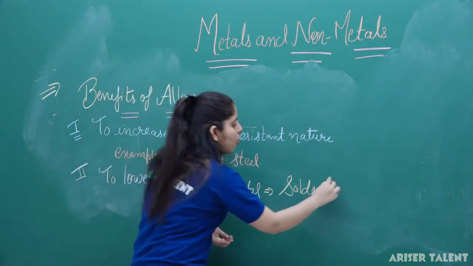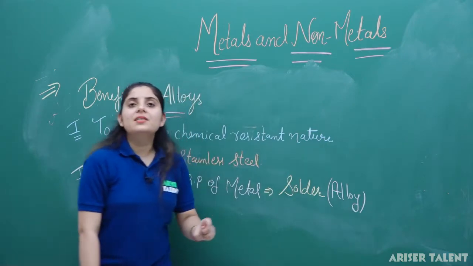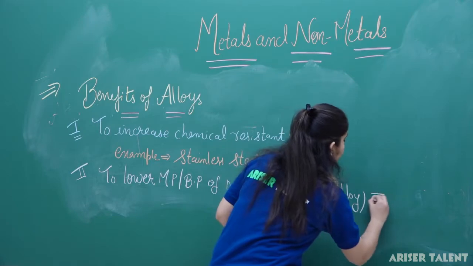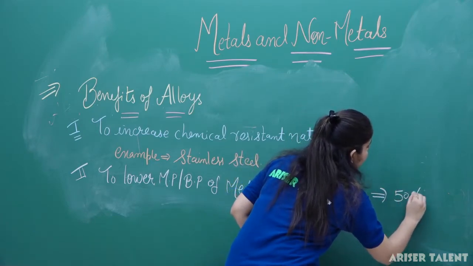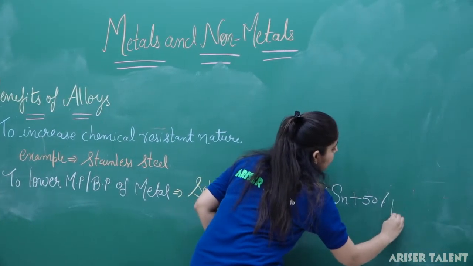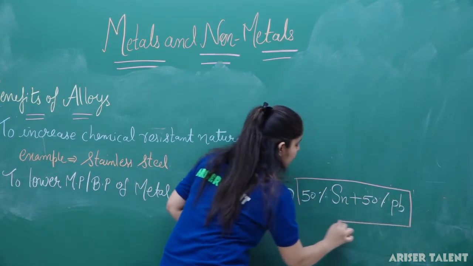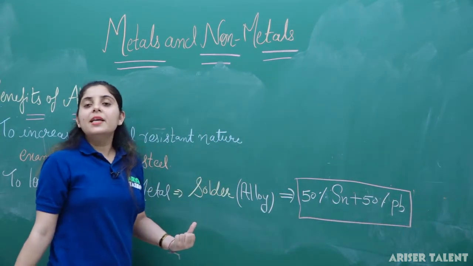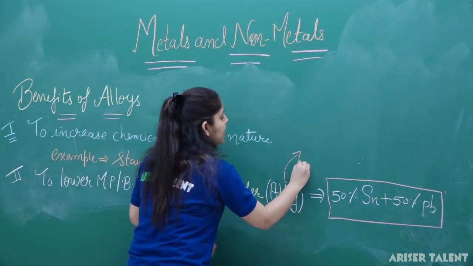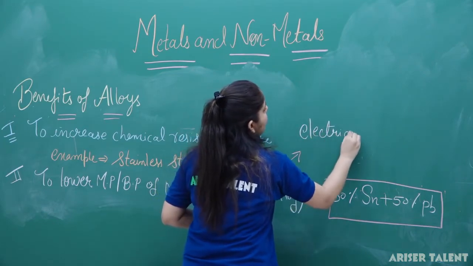So the basic example for this is solder. Solder is actually an alloy, and this solder consists of 50% tin and 50% lead. This is the constituent of the alloy solder, and this solder is basically used for electrical wire purposes. So where is its application? It is actually used in electrical wire purposes.